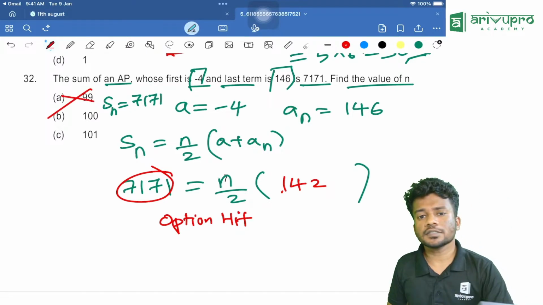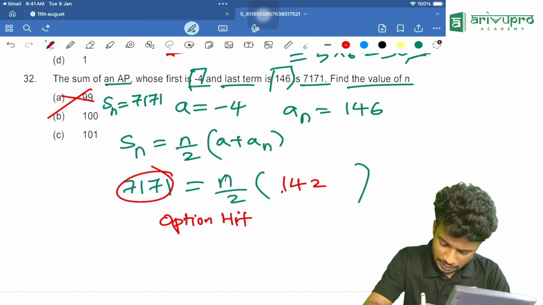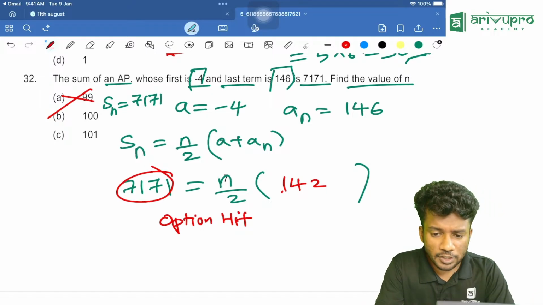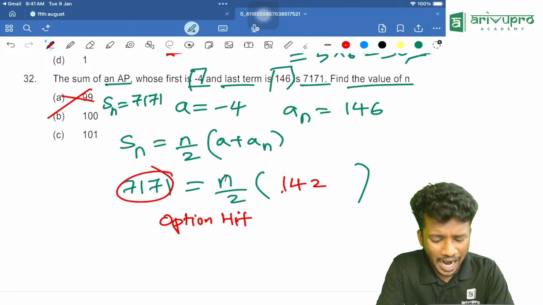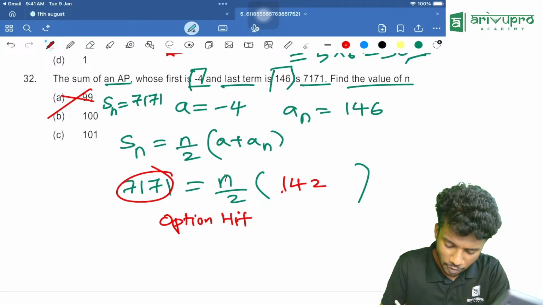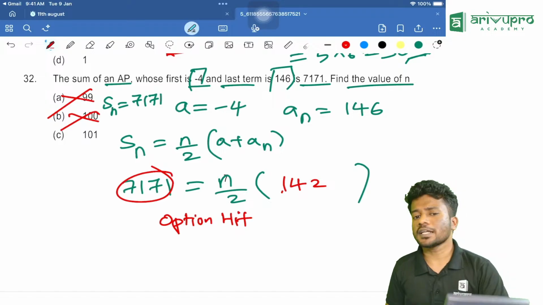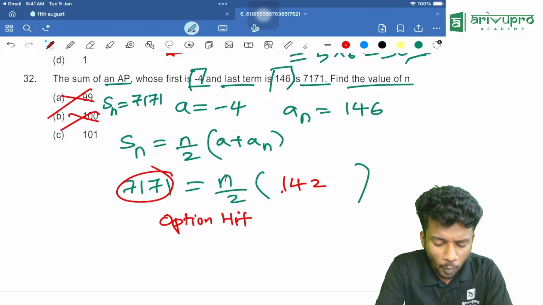7020. That means option A is wrong. Now try the next one. 100. That means 142 into 100 divided by 2. That is how much? 7100. That is also wrong. Try the next option.